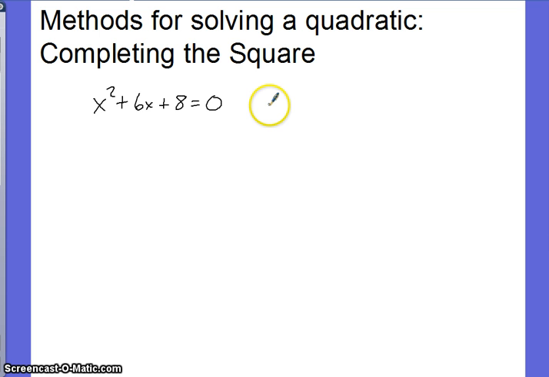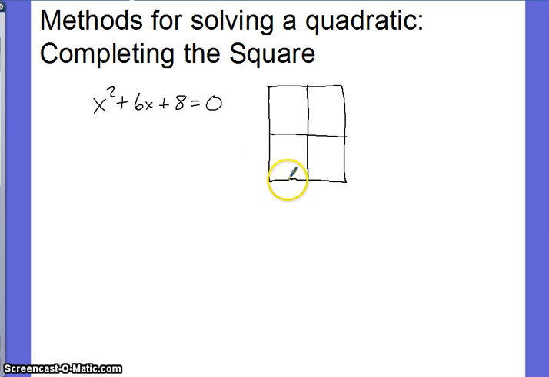All right. So now again, the term is completing the square, so what we want to do is make a square. Our goal is to have one side equal another side, because in a square, this side and this side are equal. To do that, we take our x squared term and put it in one of the corners. Doesn't matter which corner, whichever corner you're most comfortable with. And then we take our middle term, 6x, and we divide it evenly between these two.